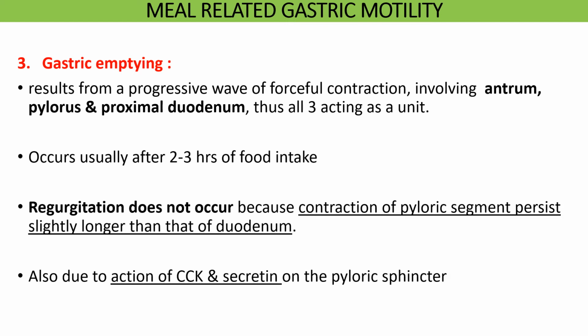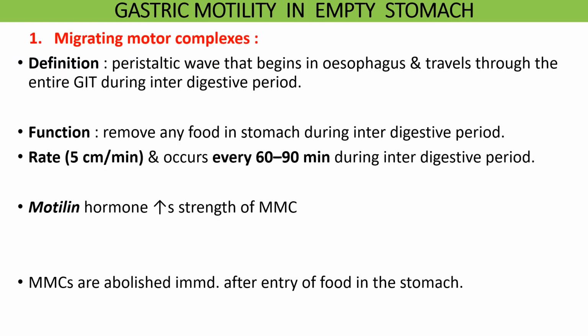The regurgitation of the chyme, or the backflow, is prevented by the strong contractions of the pyloric sphincter, as well as due to the release of certain gastrointestinal hormones like cholecystokinin and secretin. Now let us see the gastric movements that occur when the stomach is empty.